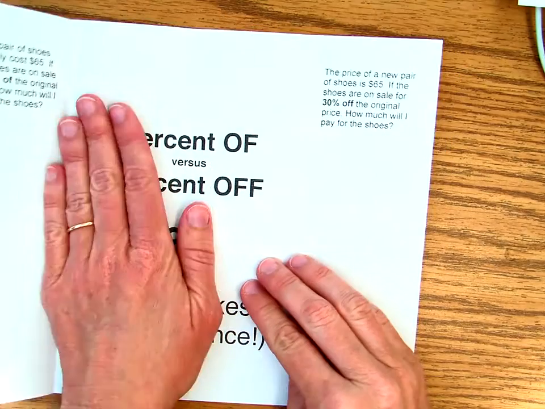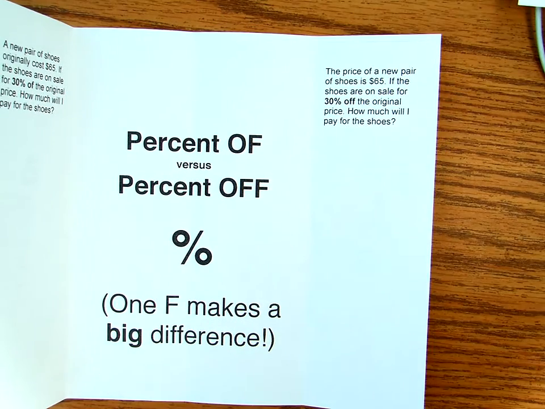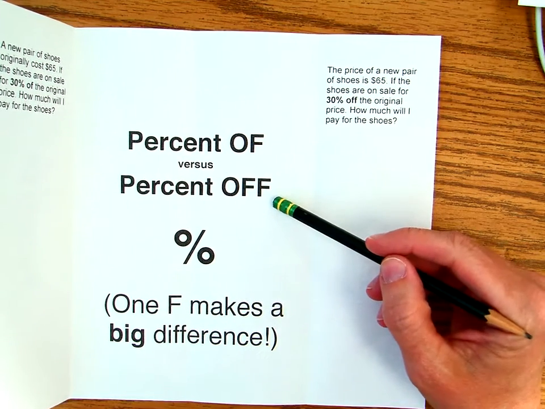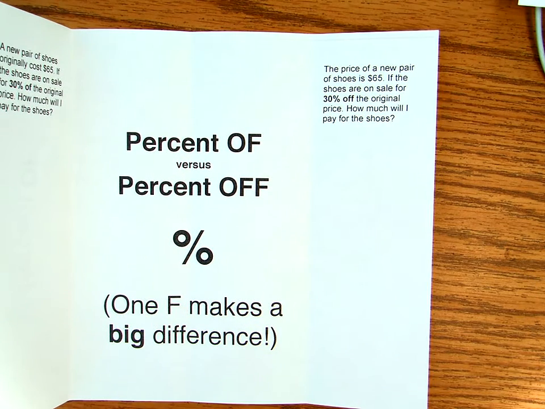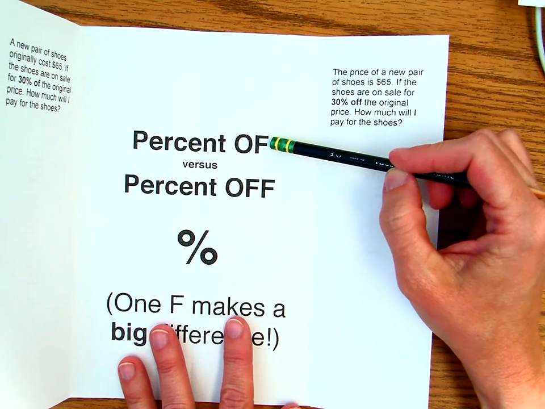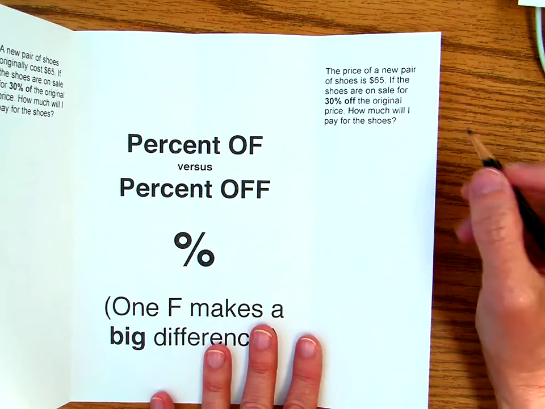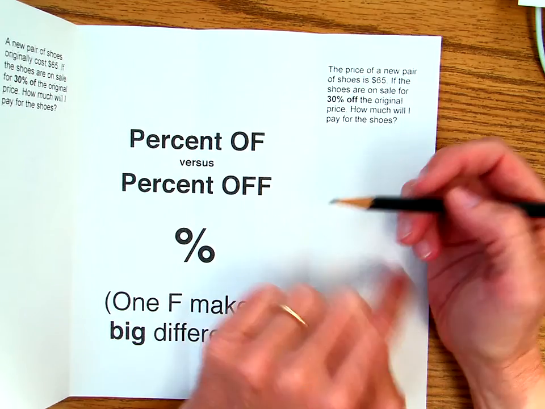The reason why I'm making this video is that so many students make mistakes on percent of word problems and percent off word problems because they're not really paying attention to those words about whether it's percent of or off. And in a multiple choice situation, the of answer is always going to be on an off question and vice versa. So you really need to pay attention to that. That one little word makes a difference. One F makes a big difference.